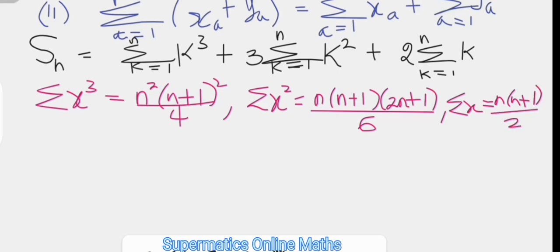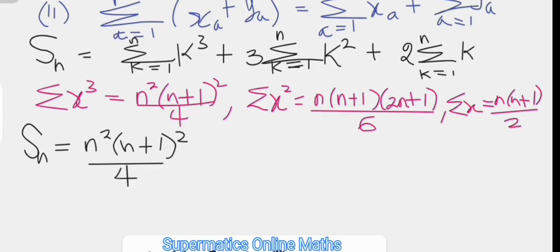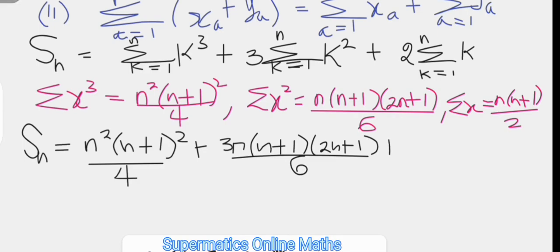Applying this to the sum above, Sn is going to be n squared times n plus 1 squared over 4 plus 3 times the sum of the squares, n times n plus 1 times 2n plus 1 over 6, plus 2 times n times n plus 1 over 2.